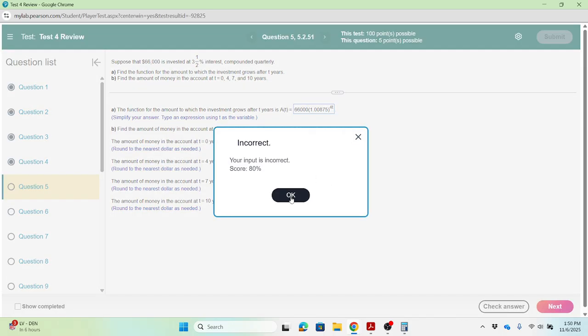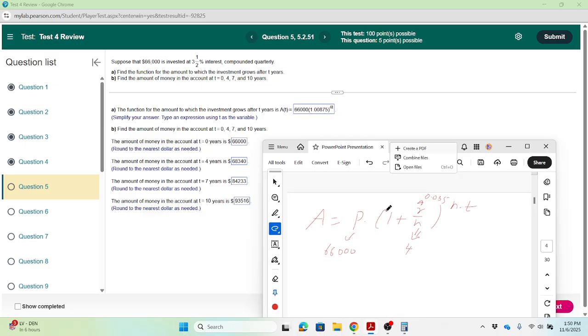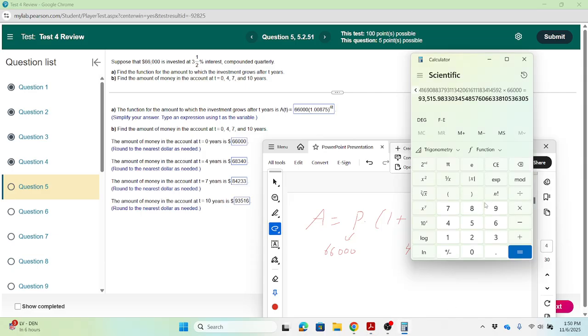Now it's 80%, so I'm still making some mistake here. So 66,000 and 1 plus r over n. I'm not so sure if they want you to simplify your answer, type an expression using t as a variable. That's right. The function for the amount is okay. So r over n, so r is 0.035 divided by 4 plus 1, that's 1.00875 to the power n, which is 4 times t. This is right. So when t is 0, 66,000 is the first answer.